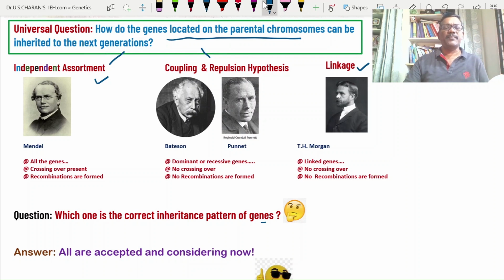But in this class I am going to discuss independent assortment only. I am not discussing the coupling and repulsion hypothesis and linkage. For those, there are two other videos. The link is given in the description box. You can go through those videos compulsorily after completing this video.